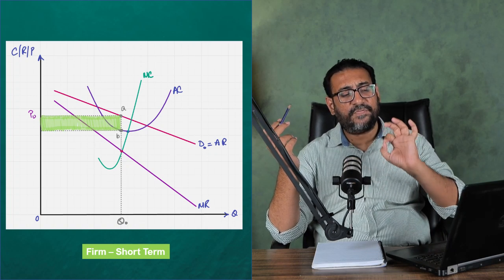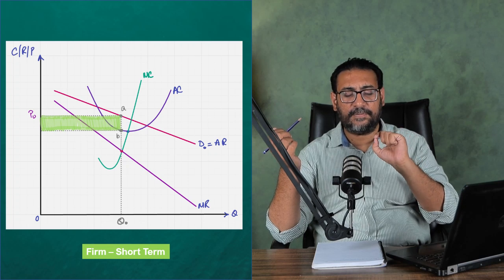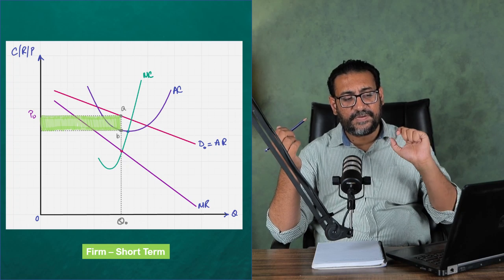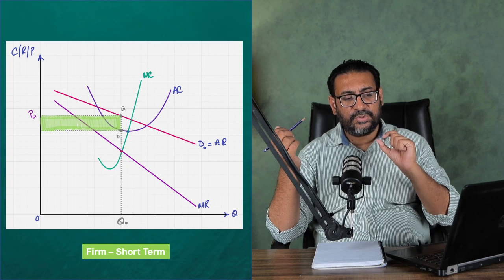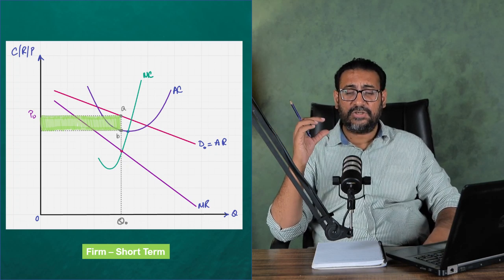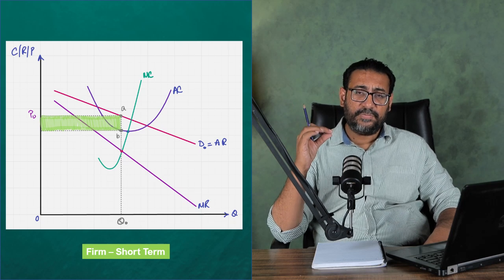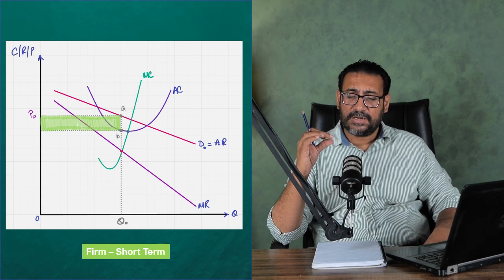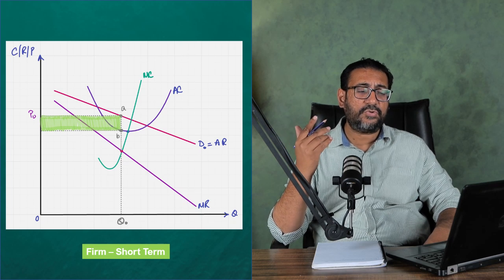Let's extend the quantity of Q naught up and let's see where it meets at AR. Now, the distance between AR and AC, which we can call A and B, what does this show? It shows the supernormal profit which the firm is earning per unit. And what does the green area show? The green shaded area shows the total supernormal profit.